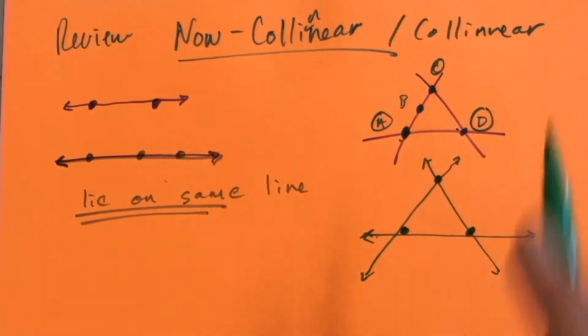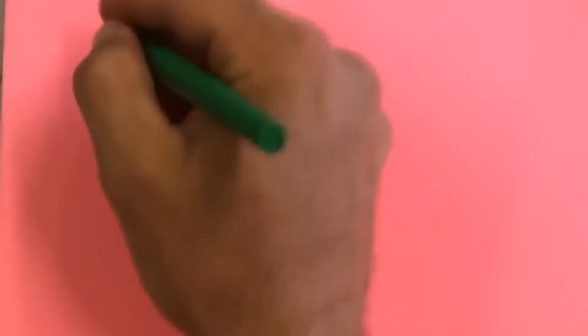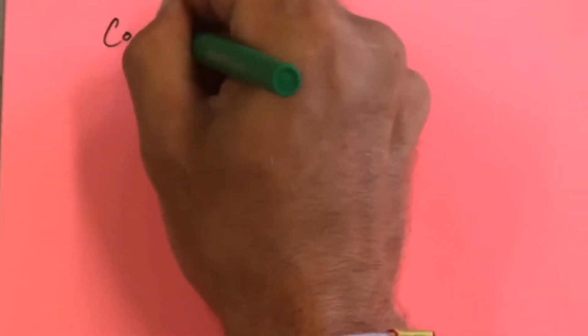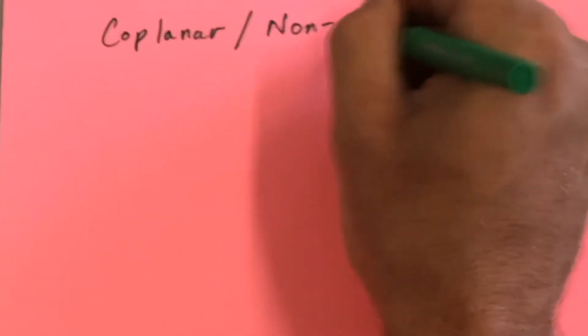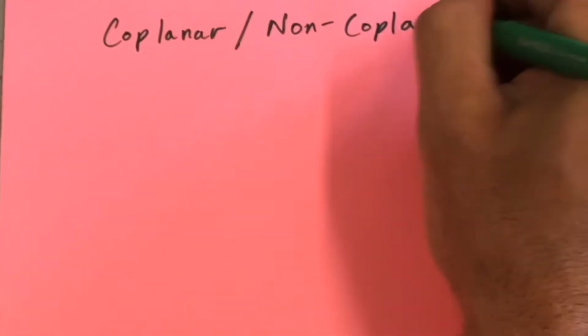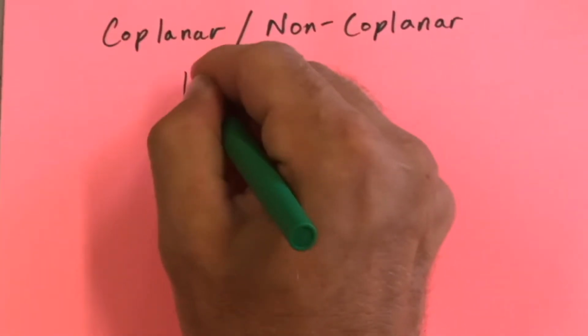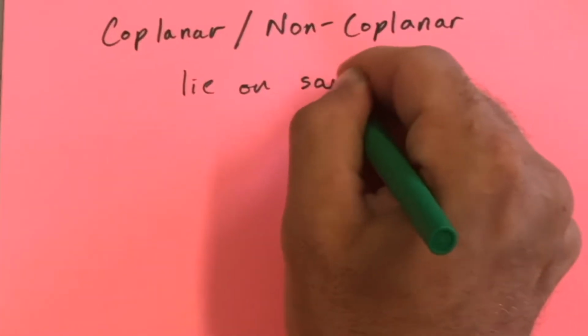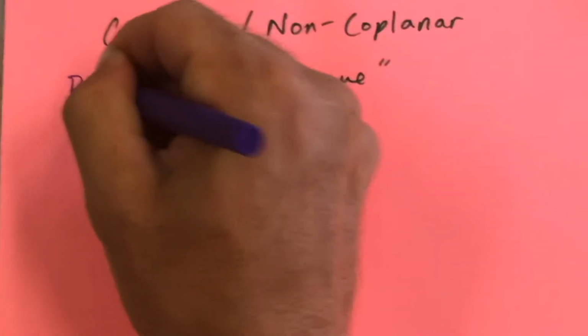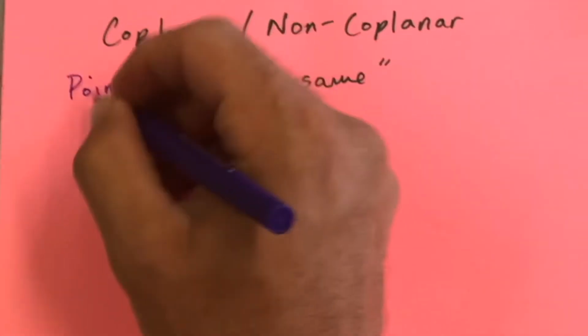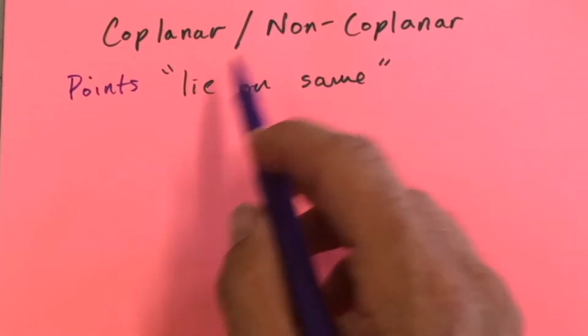Simple enough. Now, I like to review this before we take a look at going forward, coplanar and non-coplanar, because we just talked about lie on same, right? That's a key thing. Lie on same. That's a key part to that definition we just talked about. And a lot of times things that are coplanar, they talk about points, right? Points in space. Remember, point is a location in space. Points that lie on same.